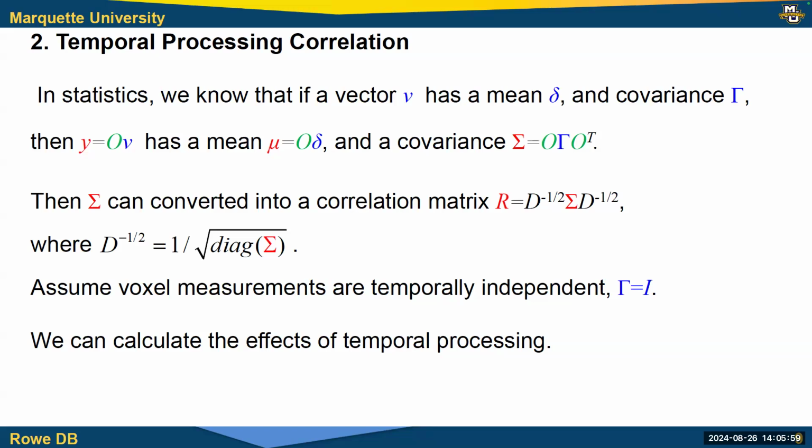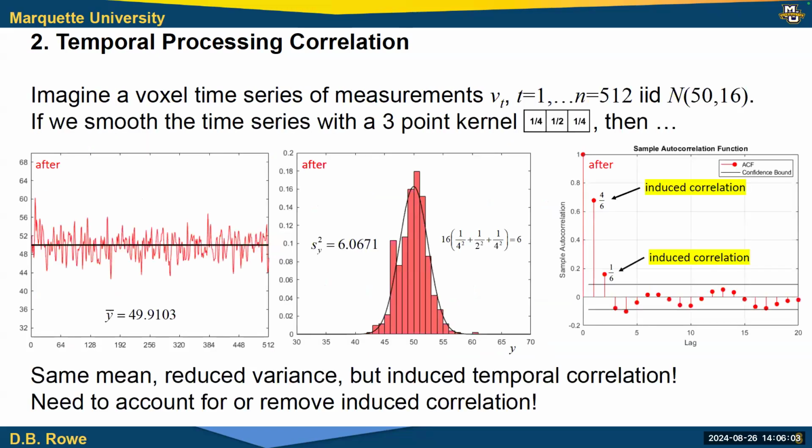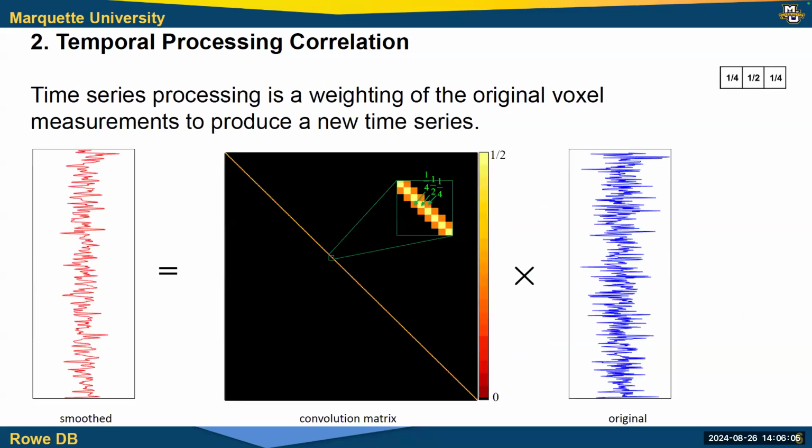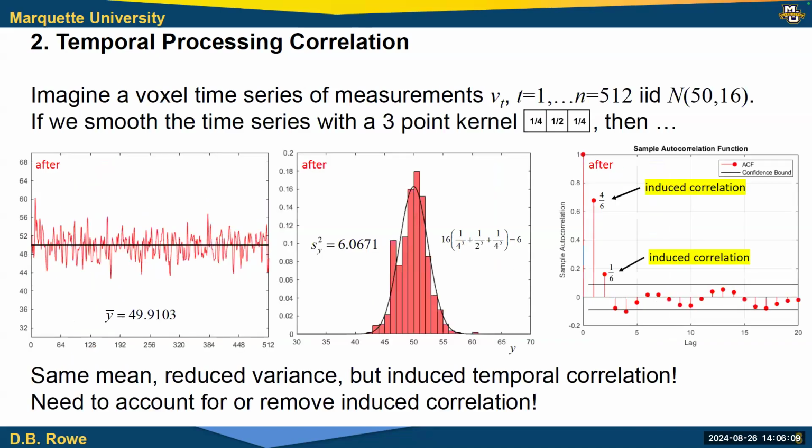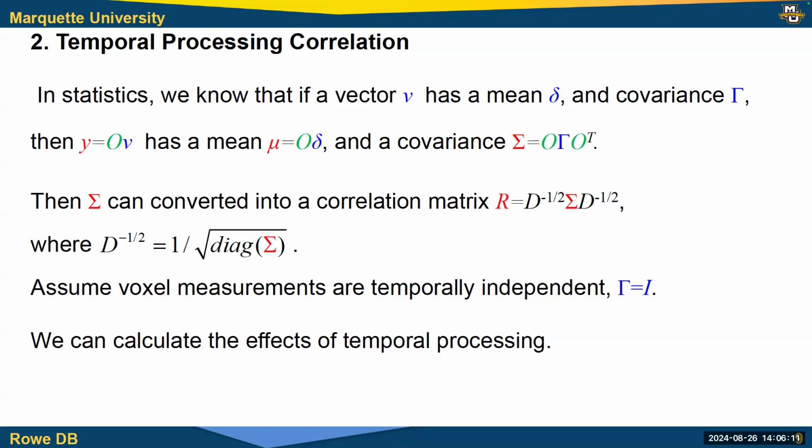Then if we take our vector V and multiply it by some matrix O, such as this matrix that's doing the filtering, O, then we know how our mean has changed, and we know how our covariance has changed, right? Sigma. So then the sigma can, of course, be converted into a correlation matrix.